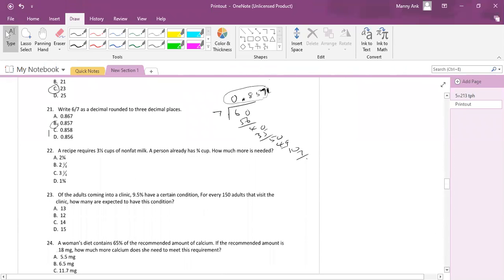Number 22. The recipe requires 3.5 cups of non-fat milk. A person already has 3/4 cup. How much more is needed? So the key phrase is how much more. How much more means that you have to subtract something. Subtraction, how much more? Okay.